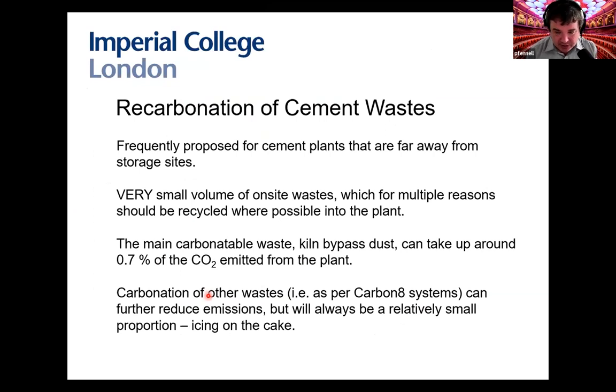Lots of people talk about recarbonation of cement wastes. There are waste materials that are produced on the cement plant, but overall they're very small in volume. And the main carbonatable waste which is produced, we've done calculations. We're just putting a report together for the IEA. And we looked at this carefully, and the kiln bypass dust can take up about 0.7% of the CO2 emitted from a plant.